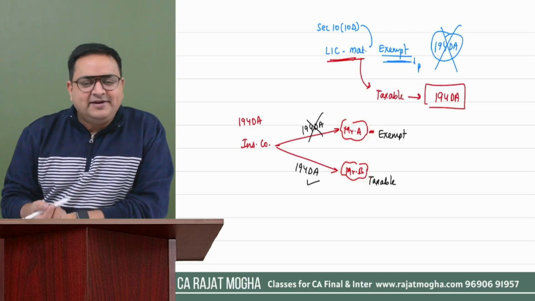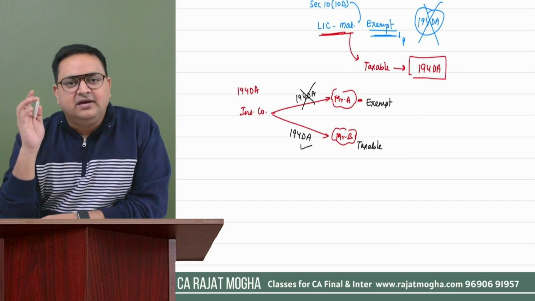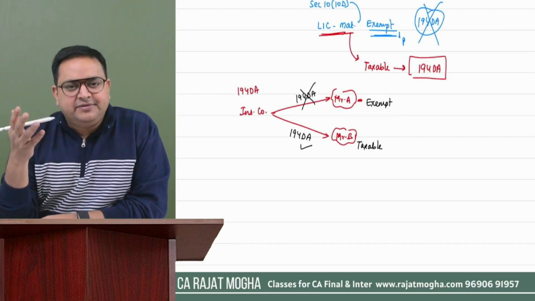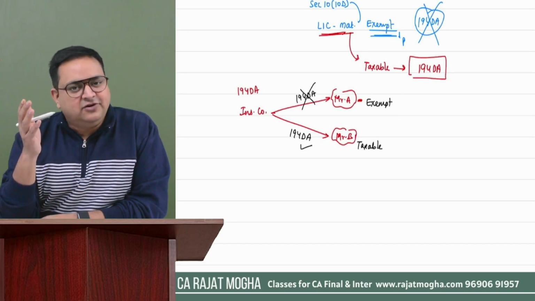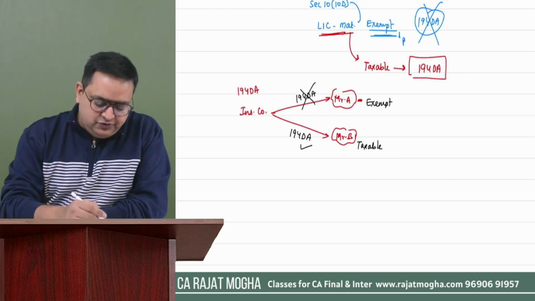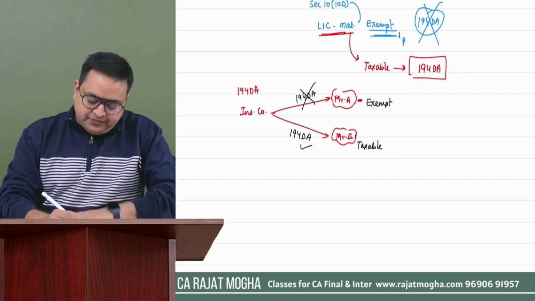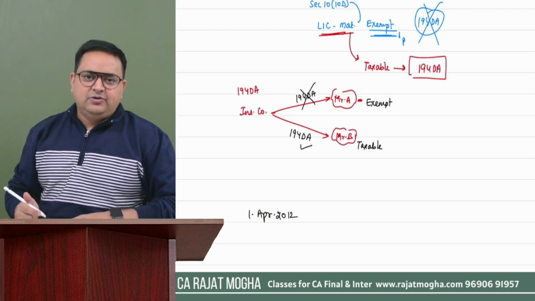Now I have to tell you when this amount will be exempt and when this amount will be taxable. It depends upon the premium. If the premium is more than 20%, 10% or 15% as the case may be, then it is taxable. But if it is not more than 20%, 10%, 15%, then it is not taxable. So you know that date also, 1st April 2012. Just remember this date, 1st April 2012.